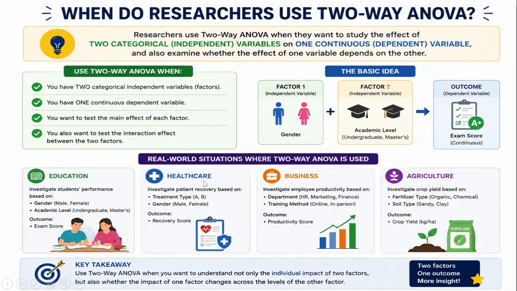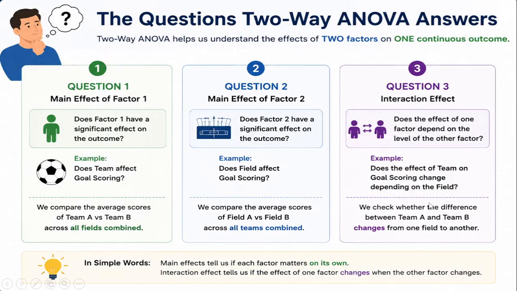It can also be applied to healthcare to investigate patients' recovery rate based on treatment type and then the gender. So we check the treatment type A for both males and the females, treatment type B for both males and the females, to see the recovery rate or the recovery score. And then in business too, we can just investigate employees' productivity based on department and then training method, and that applies to agriculture. You can check it yourself.